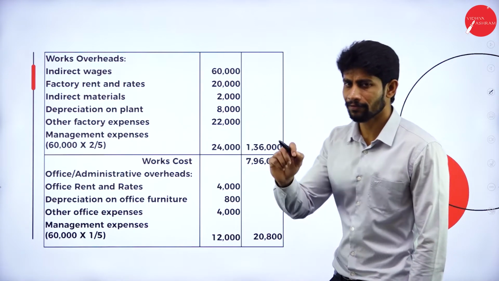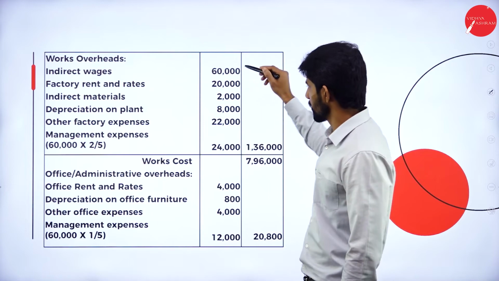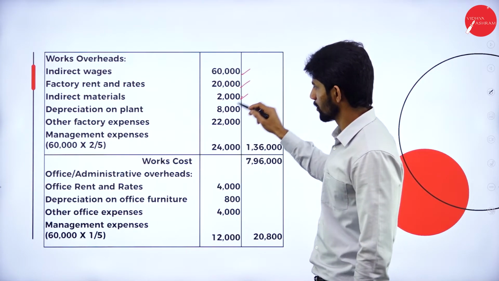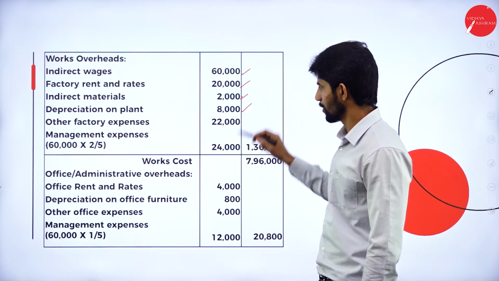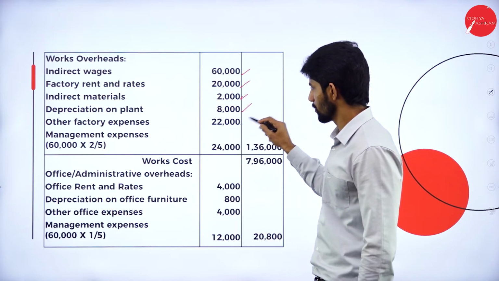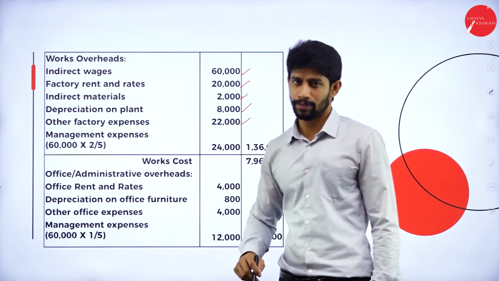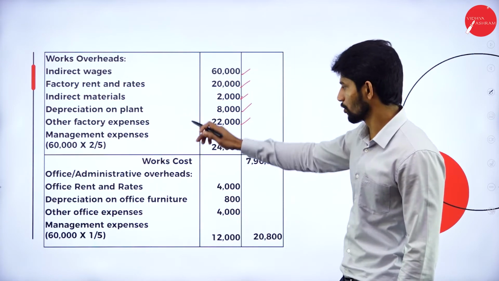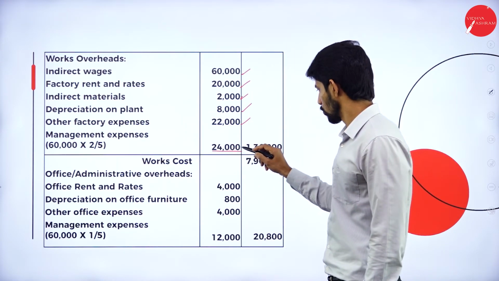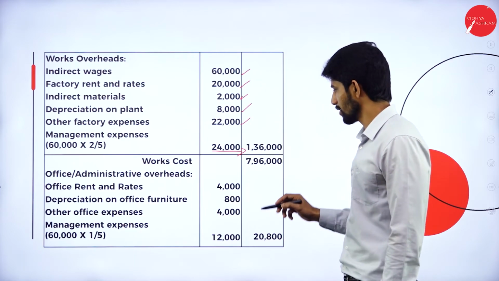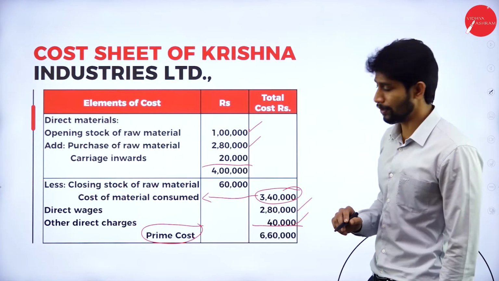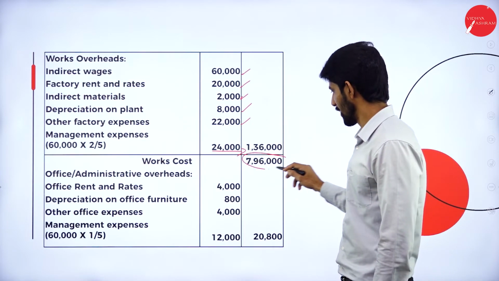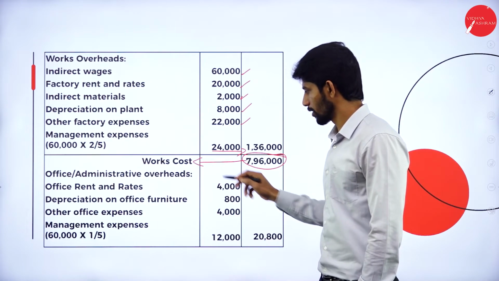Now for prime cost, add works overhead. Works overhead is nothing but factory overhead. So indirect wages 60, factory rent 20, indirect material 2,000, depreciation on plant 8,000, other factory expenses 22,000, management expenses. In management expenses, 2/5 is relating to factory, that is 24,000. So total this, you will get 1,36,000. Add 1,36,000 with the prime cost of rupees 6,60,000. You will get 7,96,000. This is called work cost.